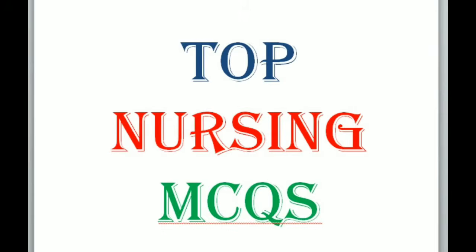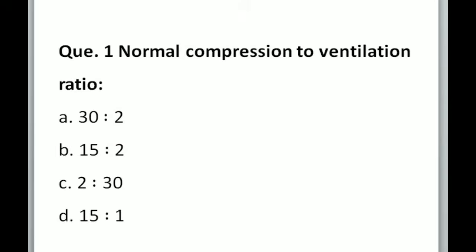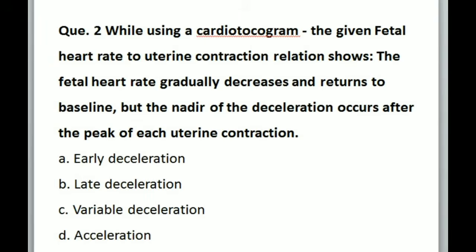Today's video is on Top Nursing MCQs. Q1. Normal compression to ventilation ratio. A. 30:2. B. 15:2. C. 2:30. D. 15:1. Correct option is A. 30:2.